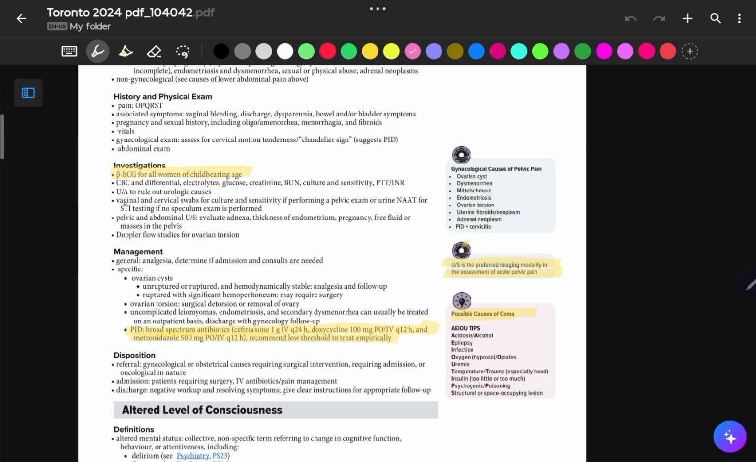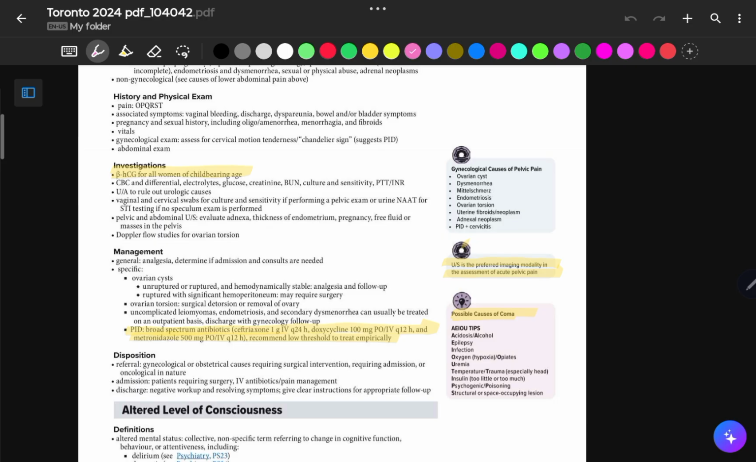Also known as the chandelier sign. So cervical motion tenderness is present if a patient has suspected PID, pelvic inflammatory disease. Then together you want to do your pelvic and abdominal exam as well. So remember, all women of childbearing age, you want to do a beta-hCG if they're presenting with acute pelvic pain.